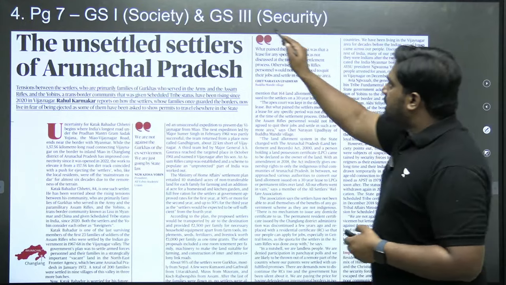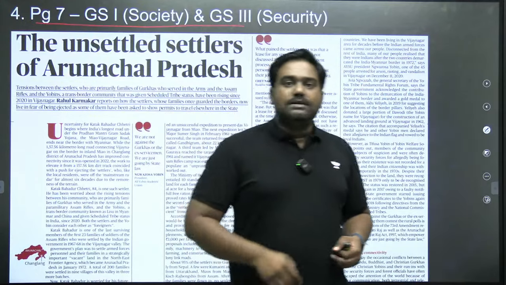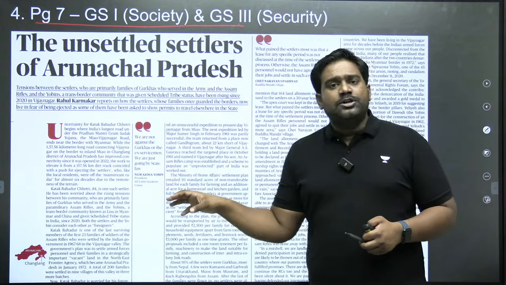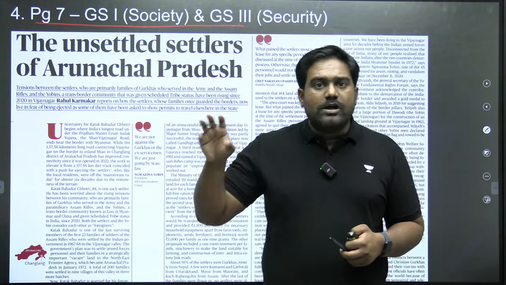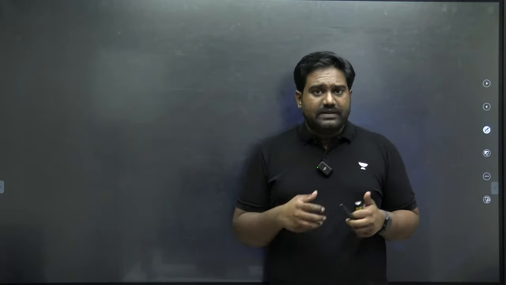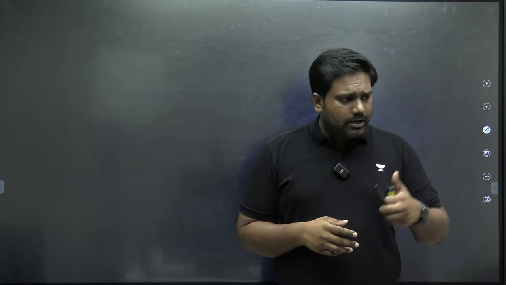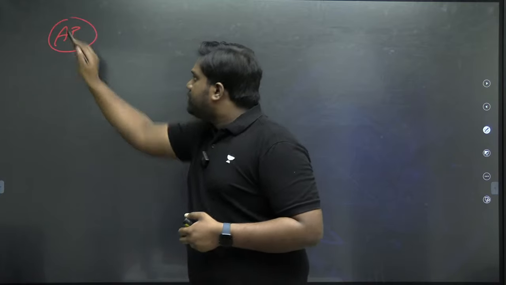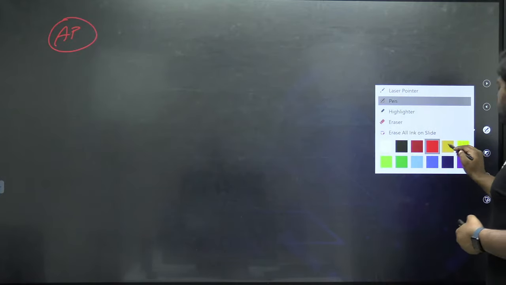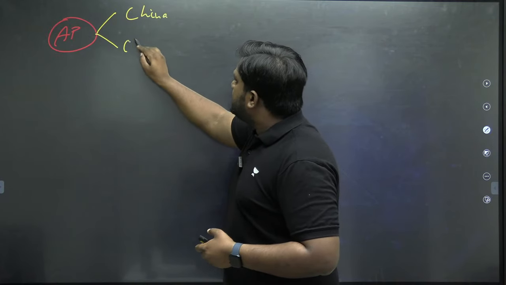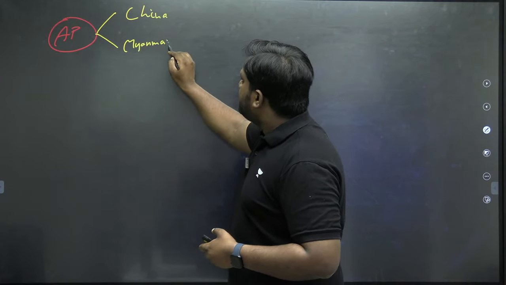Now let's look at another important column on page number 7. This article deals with a social issue that is developing in Arunachal Pradesh. As you know, Arunachal Pradesh is a border state, a very sensitive border state that borders Myanmar and China. Arunachal Pradesh shares a very important border with China as well as Myanmar.